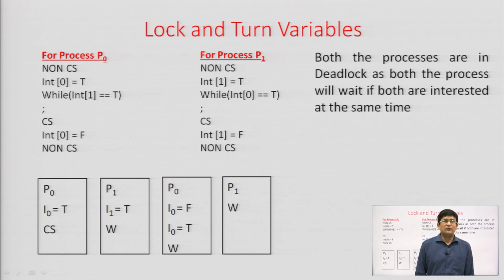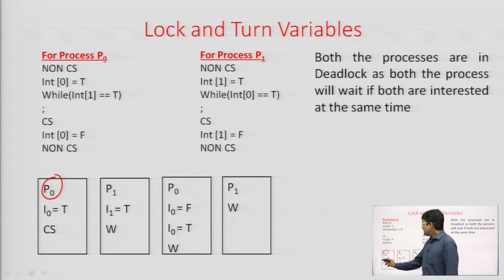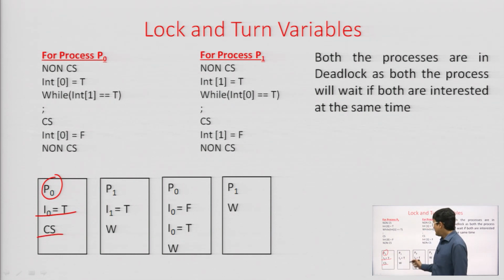Now, why should we not use the scheme of lock and turn simultaneously? Before this, let us see this solution again. This P0 process sets its interest to true and enters the critical section. Fine. Then the P1 process, since P0 has already entered the critical section, will see its interest as 1. P1 has also set its interest as true, and it will be waiting.